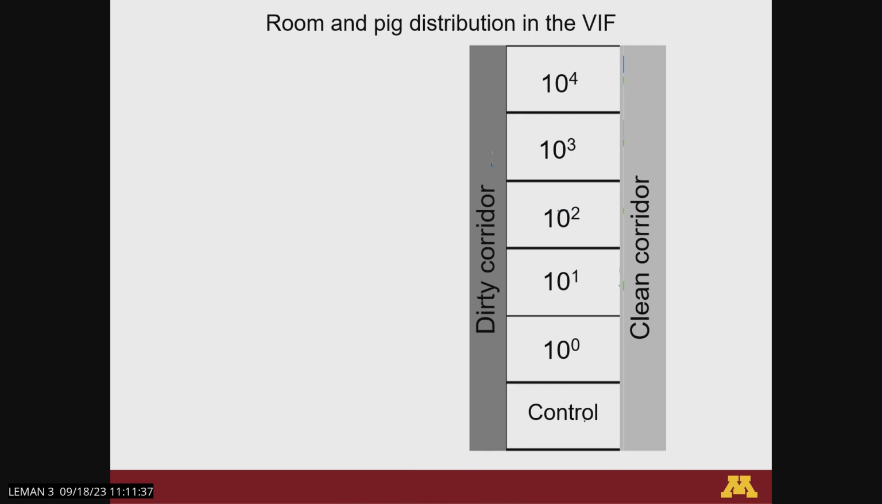So to make you understand a little more about the VIF, which is the veterinary isolation facility, we had the control group, 10^0, 1, 2, 3, and 4. When we went inside the facility, we showered in, went to the control room, showered again, went to 10^0, showered, and so on until 10^4, which was the last room. So what about the distribution of the pigs inside the room?